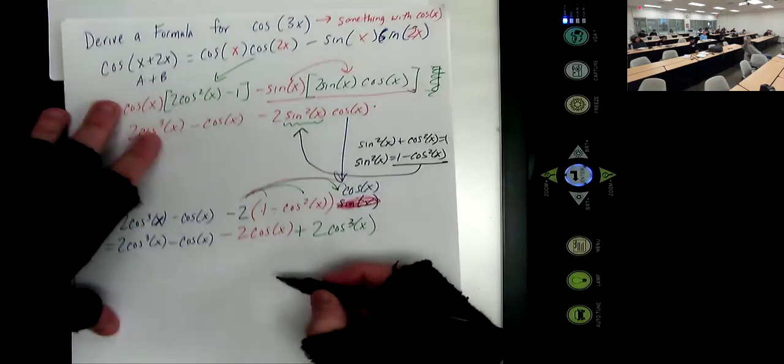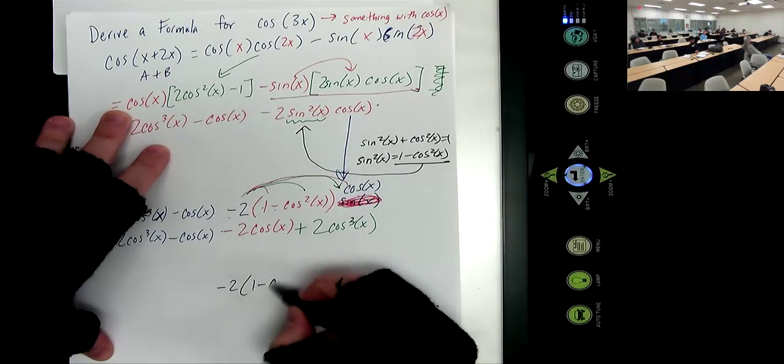I'm going to do that part a little bit slower because I'm seeing some looks on faces that say you went too fast.